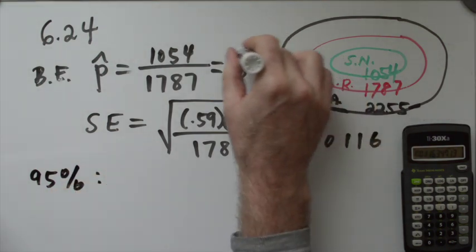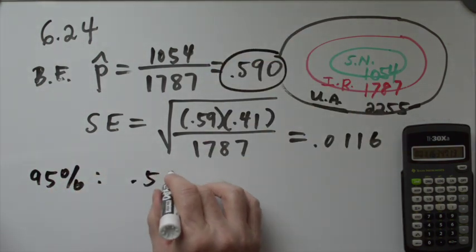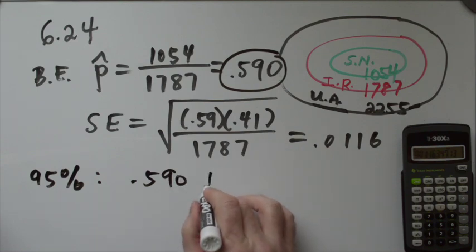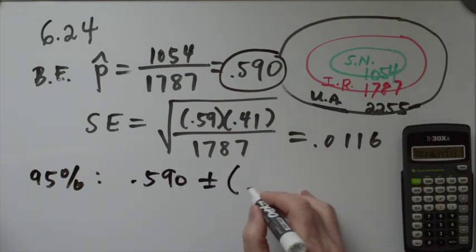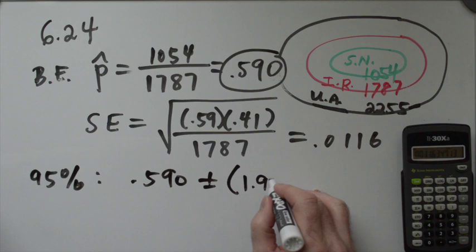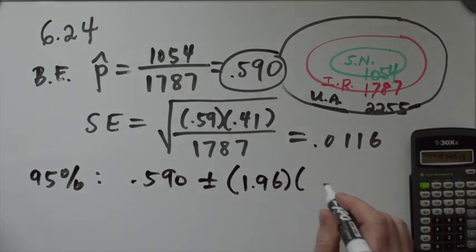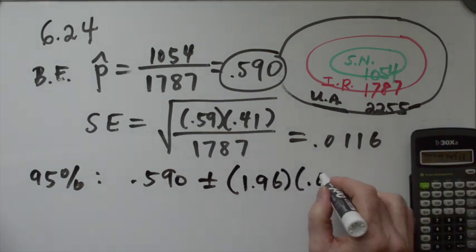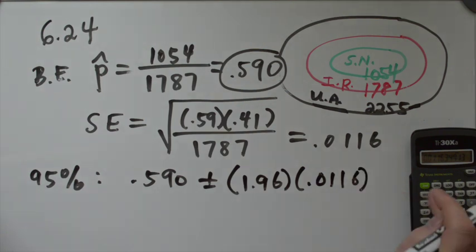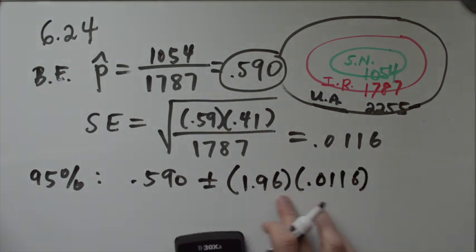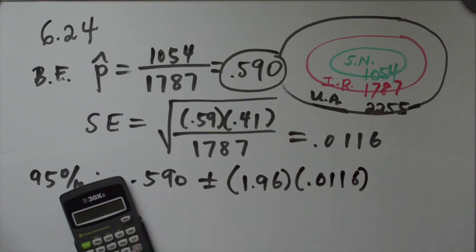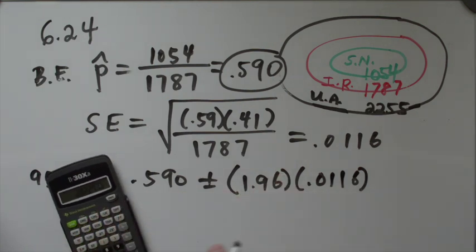Now, all we have to do to get our 95% confidence interval is put all this together. We're going to take our center, and we're going to add and subtract the z cutoff, which is still that 1.96, times our standard error, which is 0.0116. I'll first calculate the margin of error here. Our margin of error is on the order of 0.02. I'm going to store that.